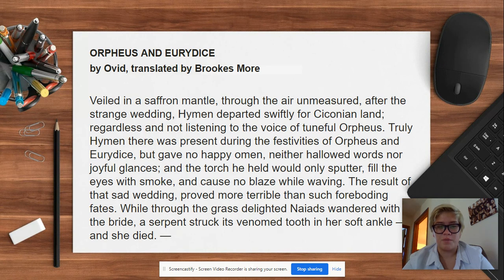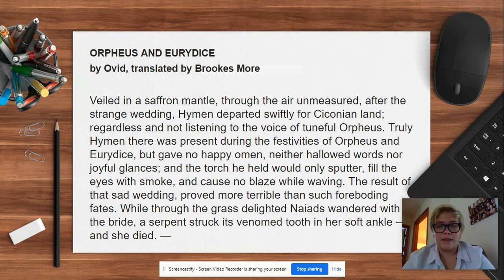So he's holding a torch, but it's not really going anything. He's not happy or sad. Okay, cool. These are just more details. The result of that sad wedding proved more terrible than such foreboding fates. So, okay, the result of that sad wedding. First it was a strange wedding. Now it was a sad wedding with a fate more terrible. So, I'm assuming something bad happened.